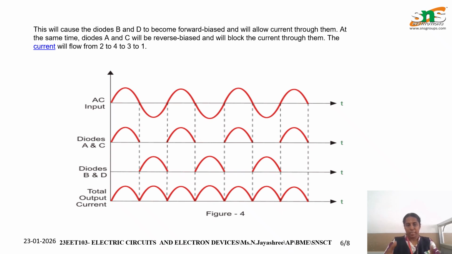I will repeat this. Whenever diodes A and C conduct, the output shows only the positive half cycle. Whenever diodes B and D conduct, they handle only the negative half cycle.